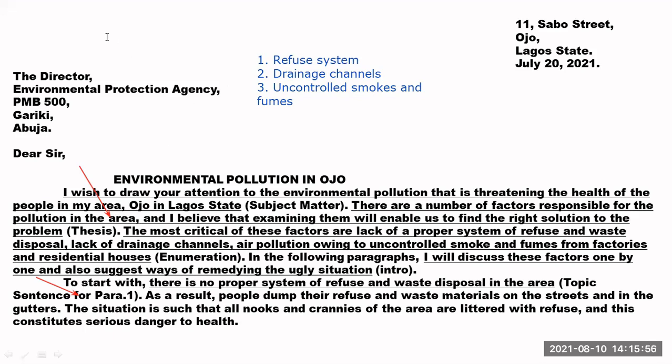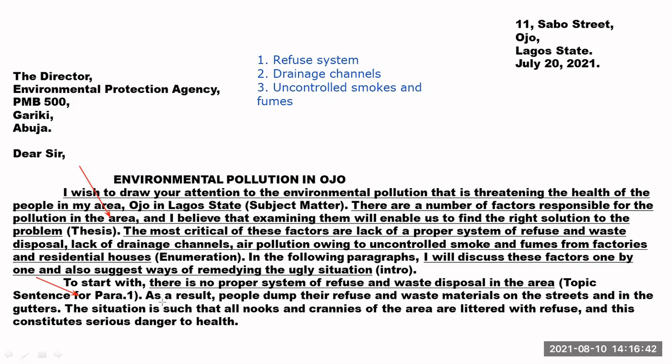Take note of the transition we have used here. The use of transition is also very important. Either you write first of all, or to start with, or in the first place, so just a transition to indicate, to show the order of your discussion. All right. Okay, so to start with, there is no proper system of refuse and waste disposal in the area. You have just indicated the problem. Then you use a few more sentences to develop the points you have raised.